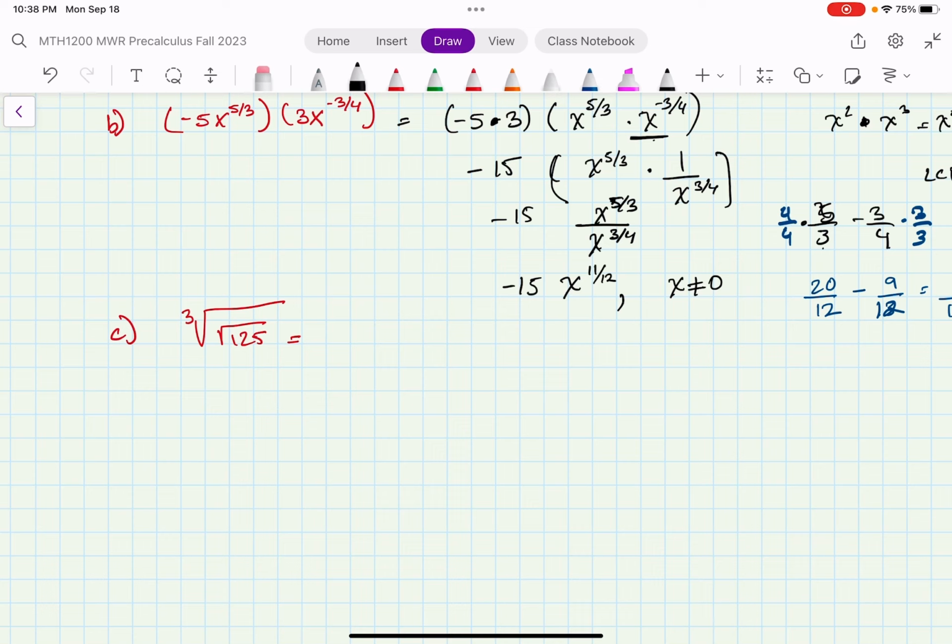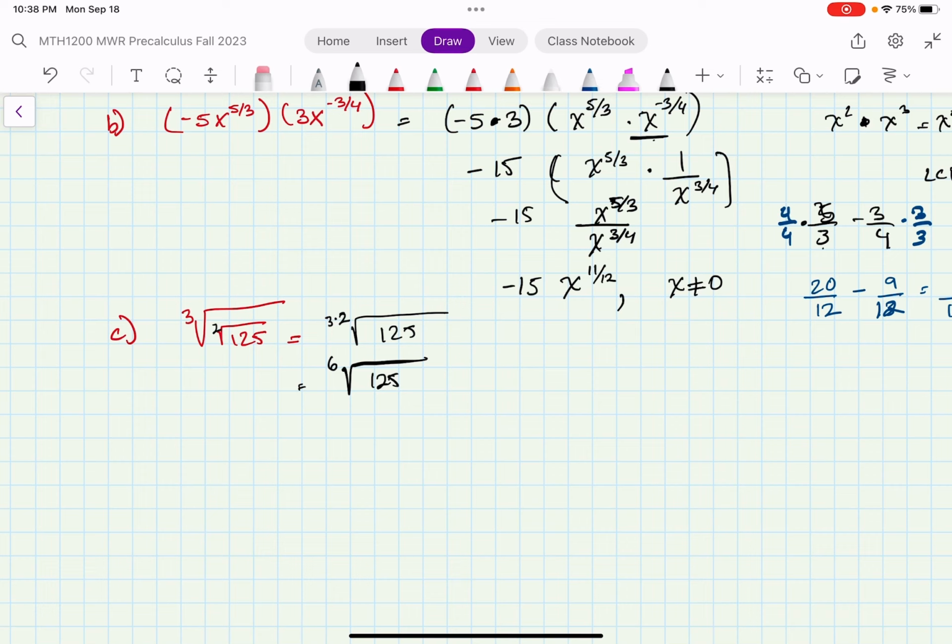So one of the properties says that when you have this root right here, the index is 2, what you have to do when you take the root of a root is multiply the indices. So 3 times 2 of 125, that's a big 6. So this becomes the 6th root of 125.